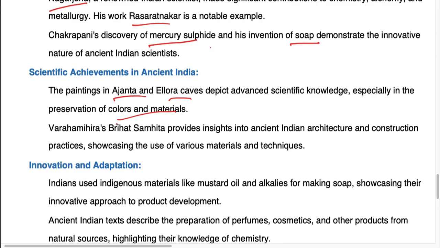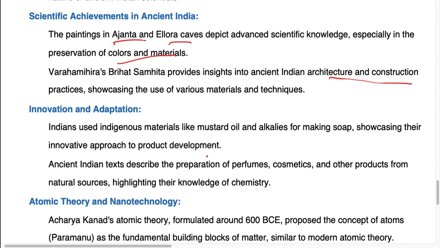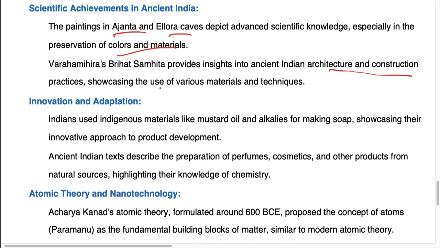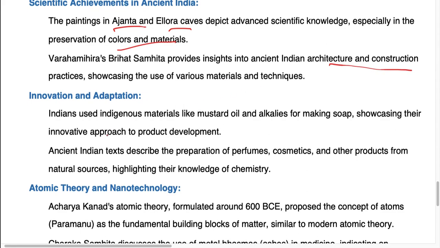Varahamihira's Brihat Samhita provides insight into ancient Indian architecture and construction practices, showcasing the use of various metals and techniques.